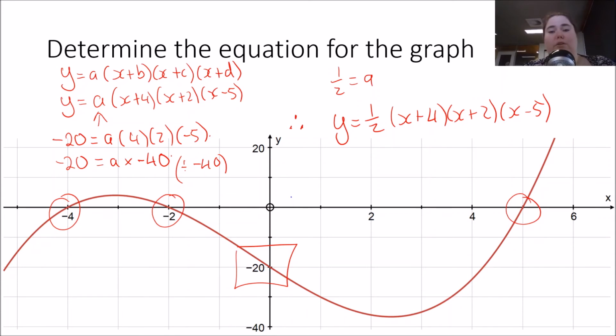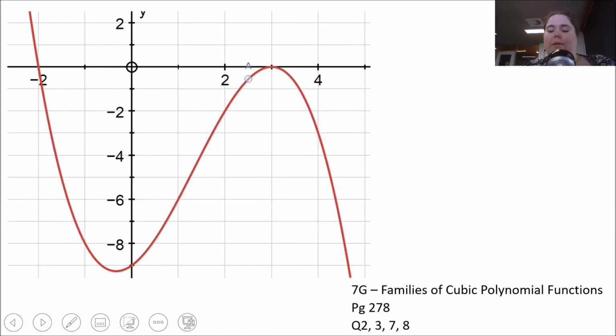Once again, not a very long process. It's just about making sure you find that a. And one more. This one has a bounce. It has a bounce at positive 3.